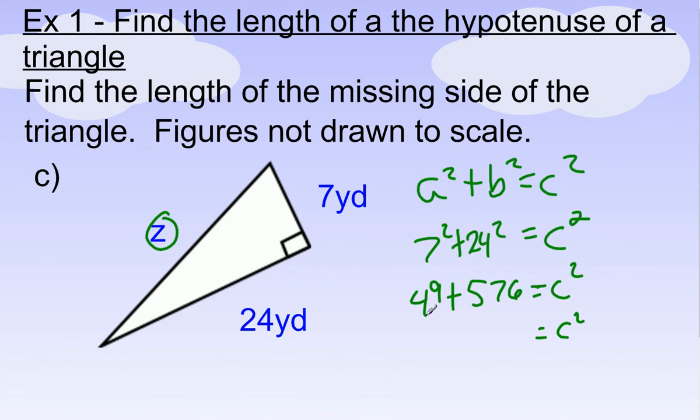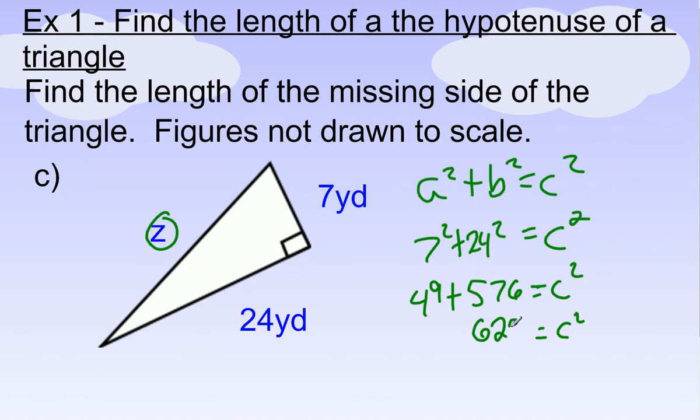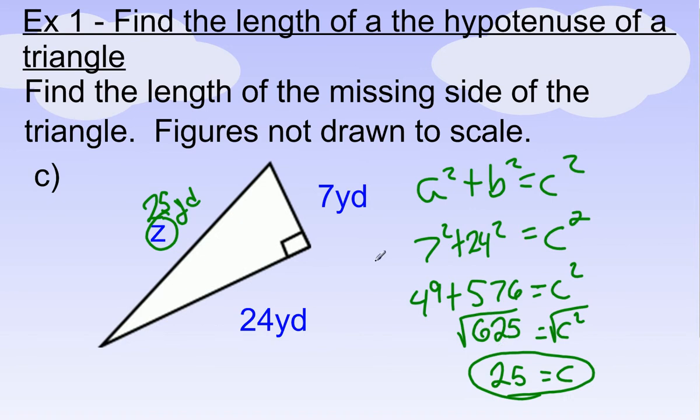Alright. So I'm going to add these together. 576 plus 49 equals 625. I remember that one. If I take the square root of each side, which is what I'm going to do, because it's what we need to do to get this variable by itself, I'm going to get c equals 25. So the length here is 25 yards from this point to that point. That is the distance.